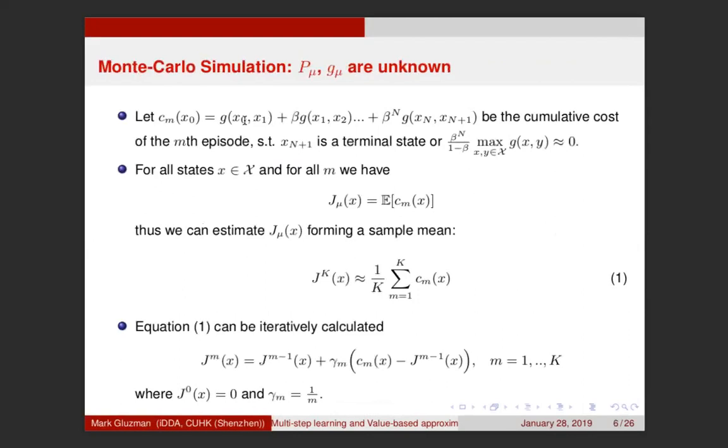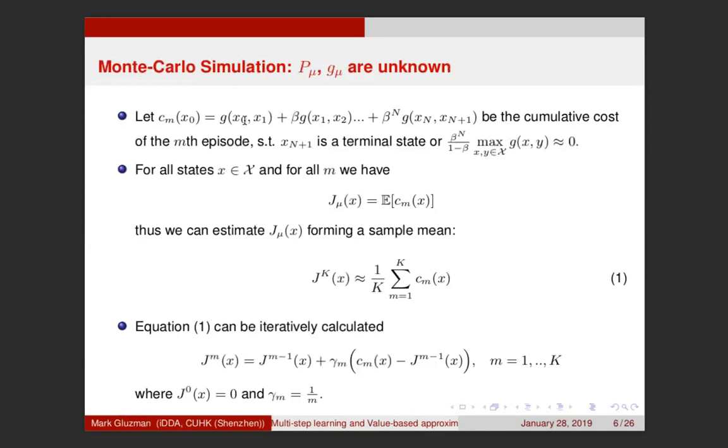So of course, reinforcement learning considers the problem when p mu and g mu are unknown. In this case, a natural thing to do is, okay, let's say we can basically simulate our value function. So let's take some trajectory starting from x0 and just run our simulator until the end, or until the terminal state, or until the rest of the trajectory will be negligible.